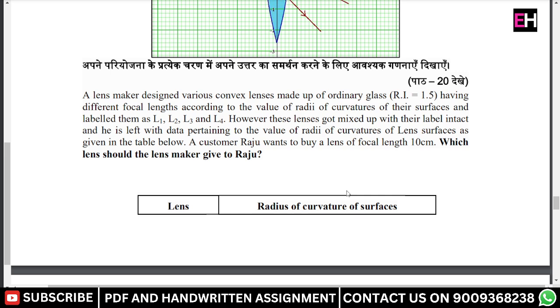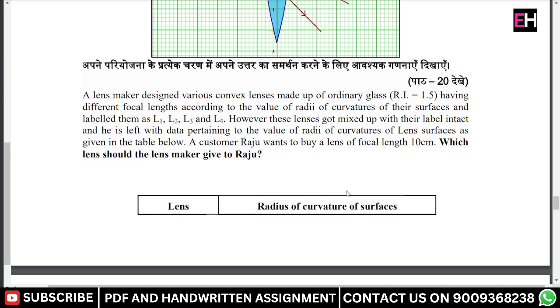So this is question 6A. A lens maker designed various convex lenses made up of ordinary glass having different focal lengths according to the value of radii of curvatures of their surfaces and labeled them as L1, L2, L3 and L4. However, these lenses got mixed up with their labels intact and he is left with data pertaining to the value of radii of curvatures of lens surfaces as given in the table below.